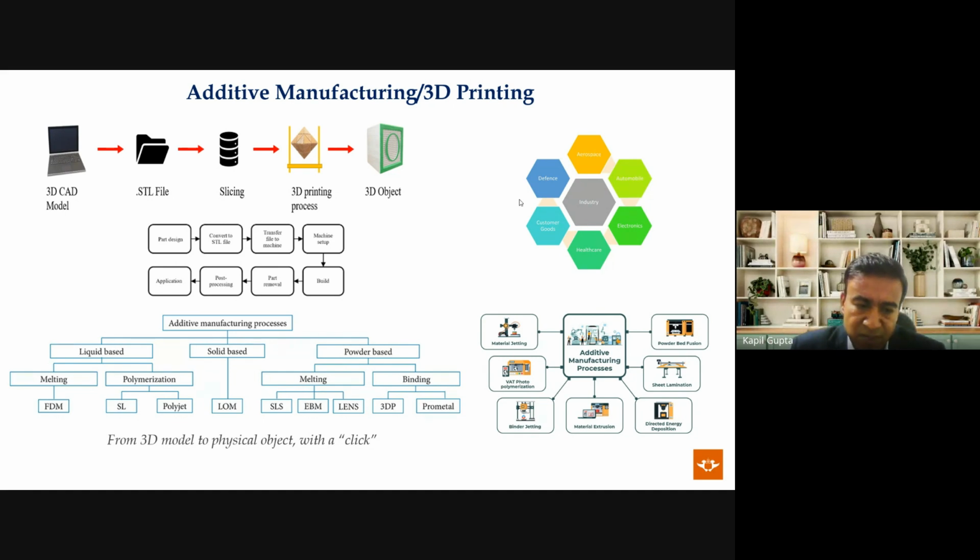So classification, there could be many classifications, but what I follow is liquid-based processes, solid-based processes, and then powder-based processes. So this particular presentation considers all 3D printing techniques, whether it's laser powder-based fusion or the extrusion-based process, considering all types of functional material, whether it's graphene or nanocomposite or shape memory alloy, considering all 3D printing processes used to process all types of functional materials.